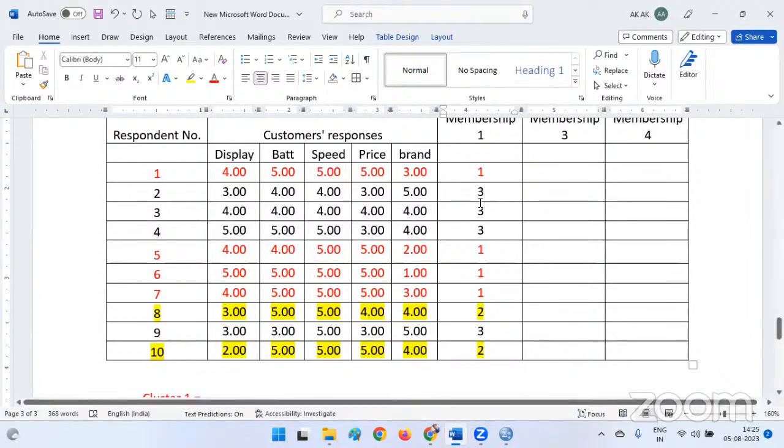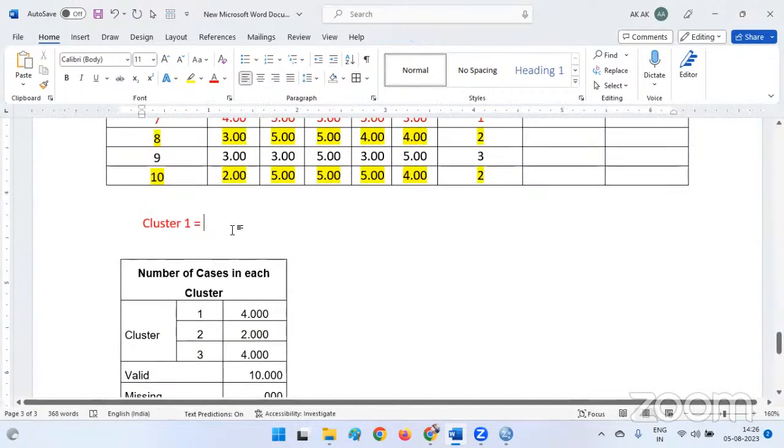Now we see that there are 3 clusters. Now cluster 1 is display, battery, speed, price, and brand. Brand is low, price is high. High price will be done, no problem. Similarly, price 5, price 5, price 5, brand is 2, 1, 3. So a clear demarcation is price and brand. Low brand and price is high. Price should be low, brand can be compromised.